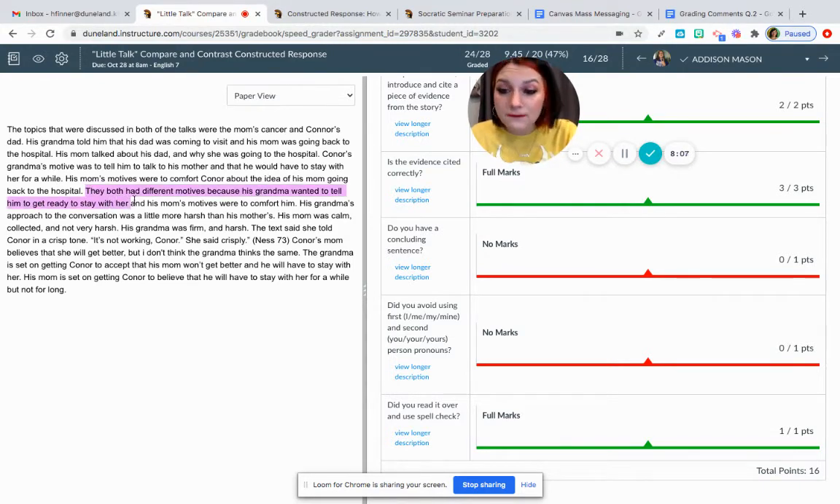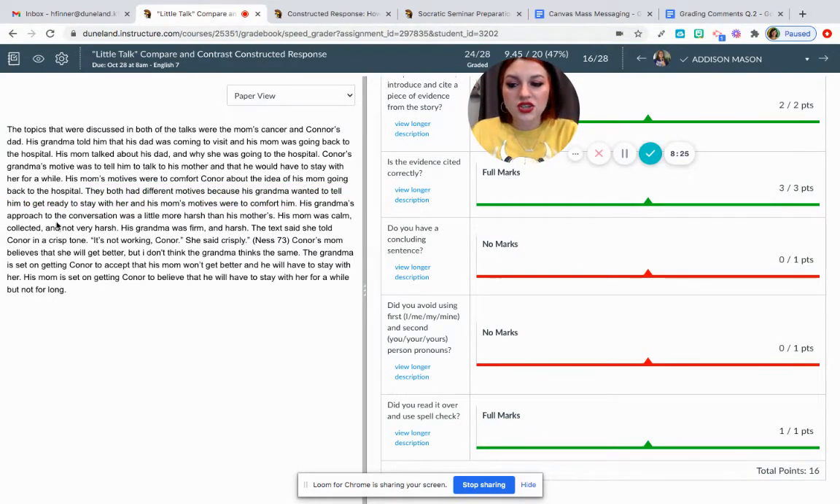They both have different motives because his grandma wanted to tell him to get ready to stay with her, and his mom's motives were to comfort him. Now, is that kind of a long sentence? Yeah, it's like a borderline run-on sentence, but notice that there's a distinct transition between this is how they're the same, boom, this is how they're different.